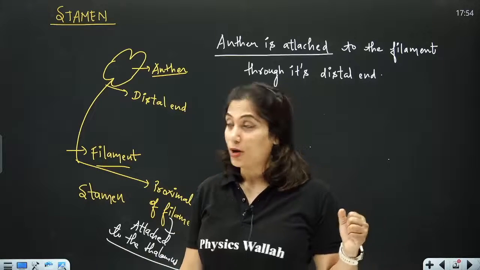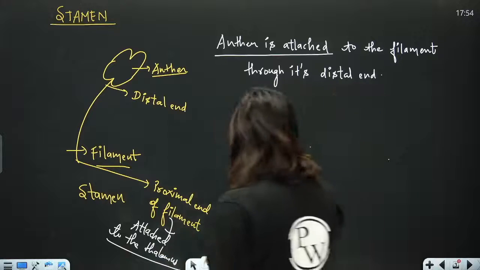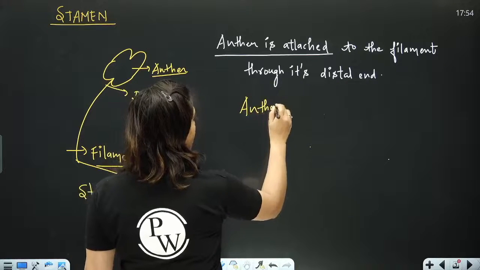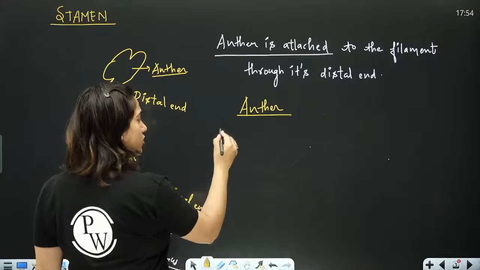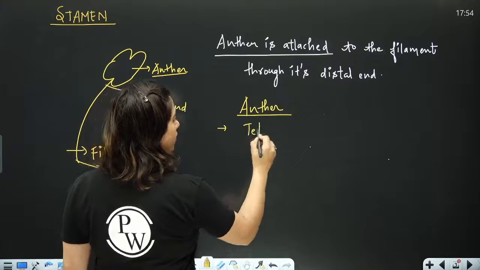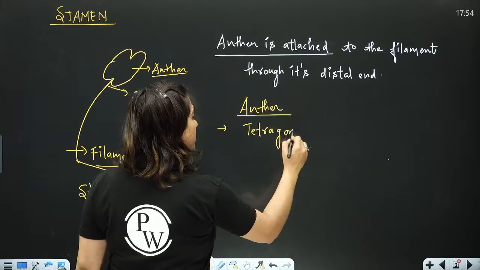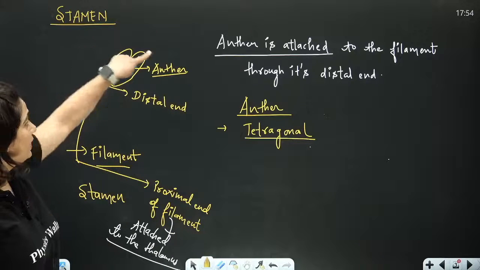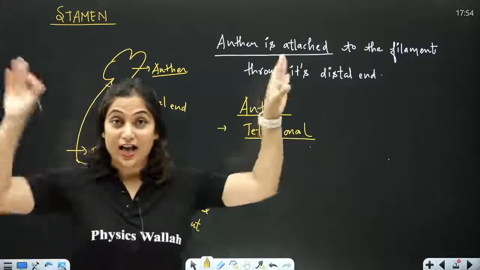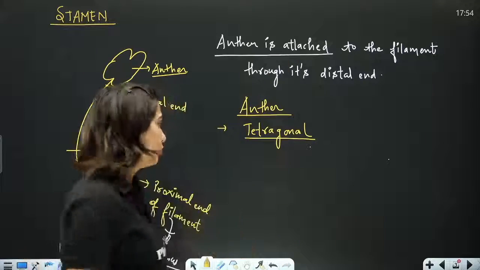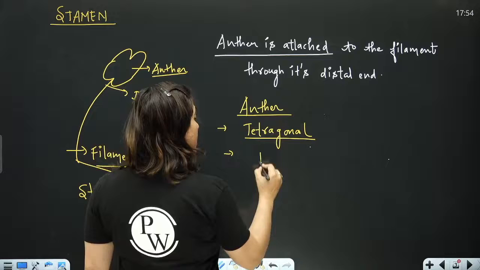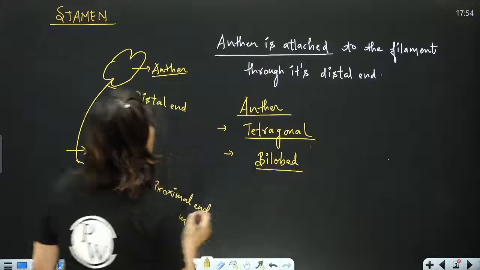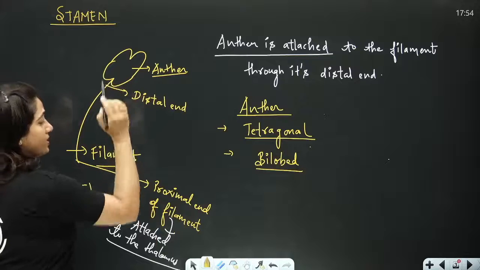Now what kind of question comes from the part of anther? A direct question comes regarding the structure of anther. First of all, the structure of anther is tetragonal. What is the meaning of tetragonal? That it has four sides. Then the second important thing, it is bilobed. It has two lobes, one lobe and a second lobe.